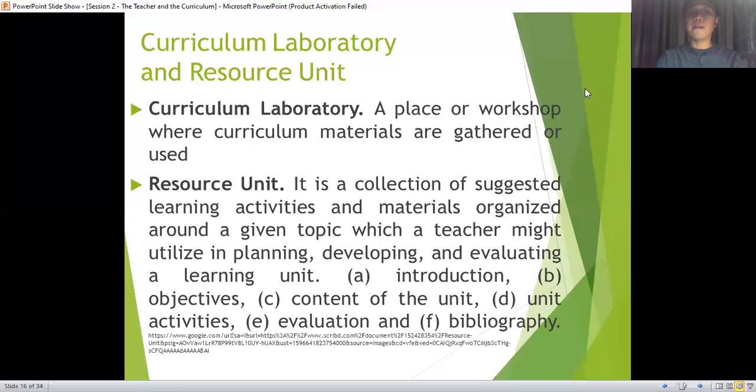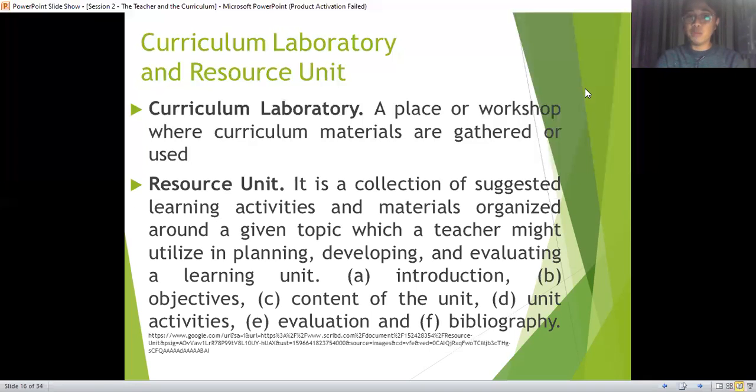Now, obviously, since we are talking about curriculum, you would see the different elements of the curriculum here. Like the objectives, the subject matter, which is the content of the unit, and the unit activities, which refers to the procedure, and of course the evaluation. So this resource unit could serve as a material for teachers to source on the activities, for teachers to have options on the activities which they are going to provide to their class.